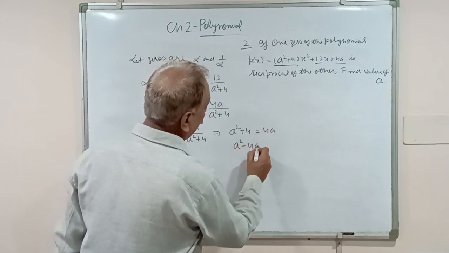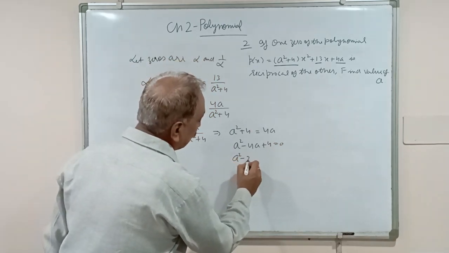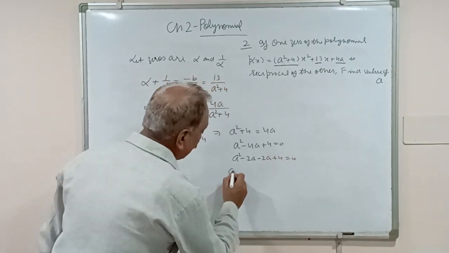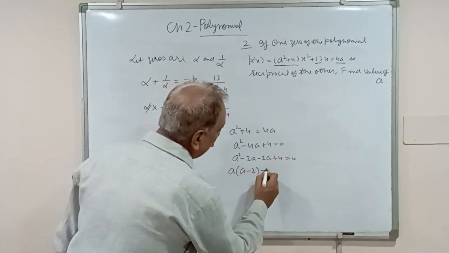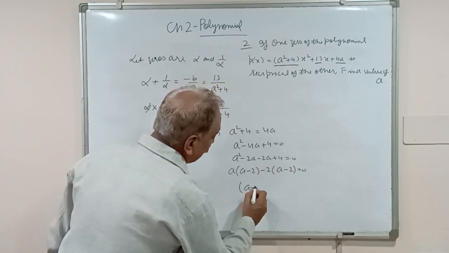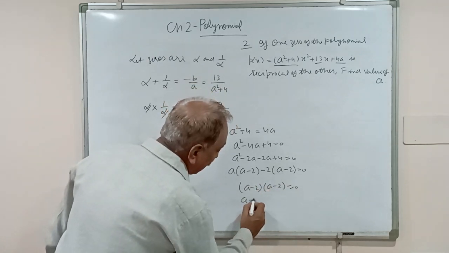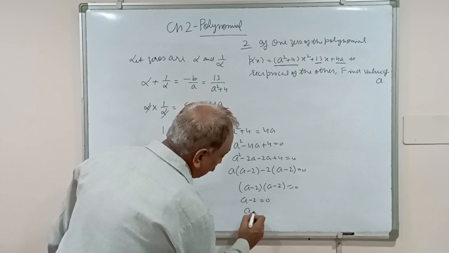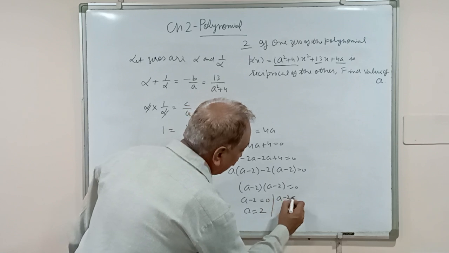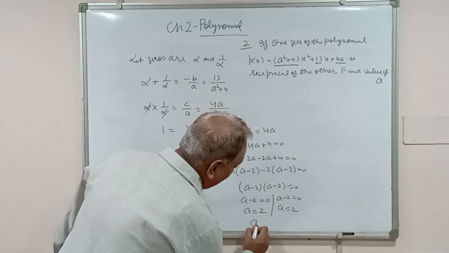a square minus 4a plus 4 is 0. a square minus 2a minus 2a plus 4 is 0. a is common, a minus 2, minus 2 is common, a minus 2. a minus 2 is 0, so a equals 2. Finally a equals 2.